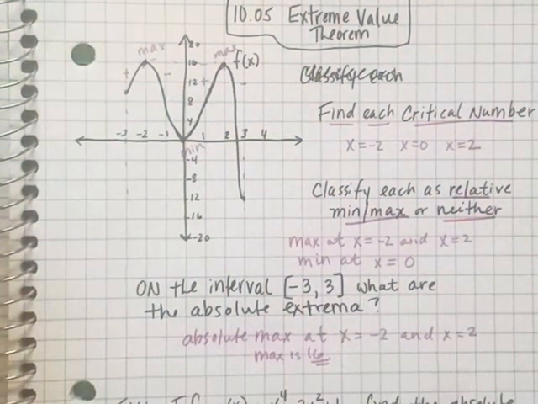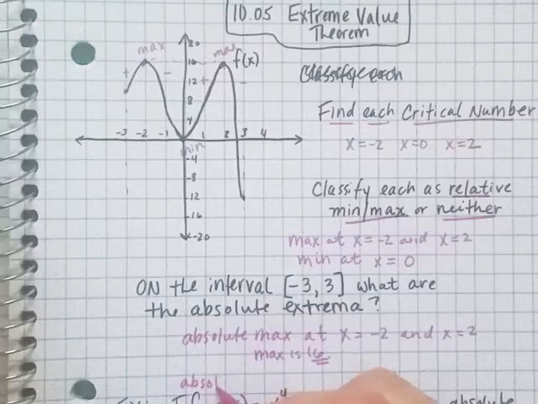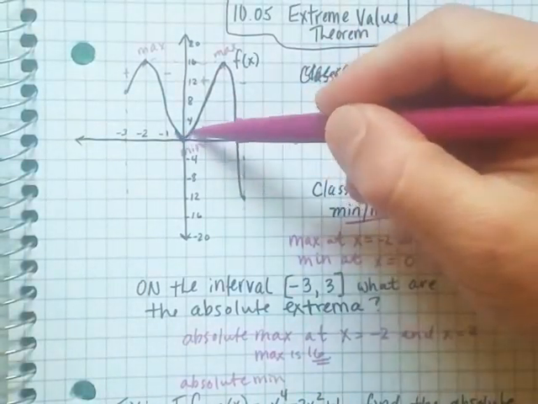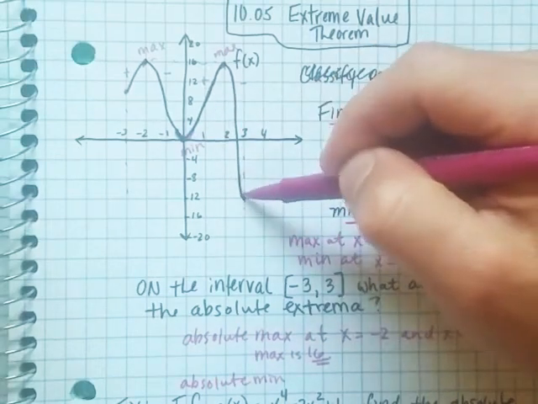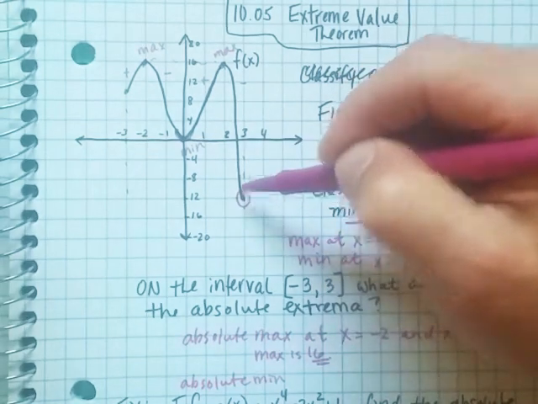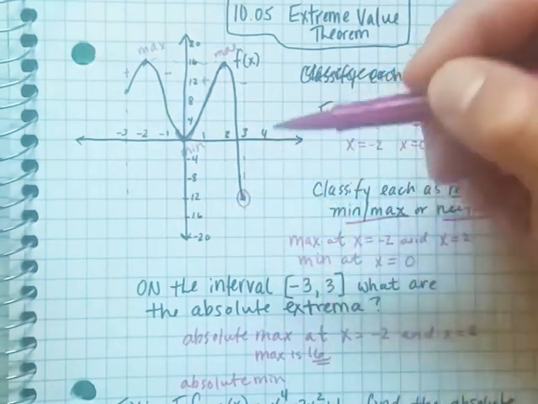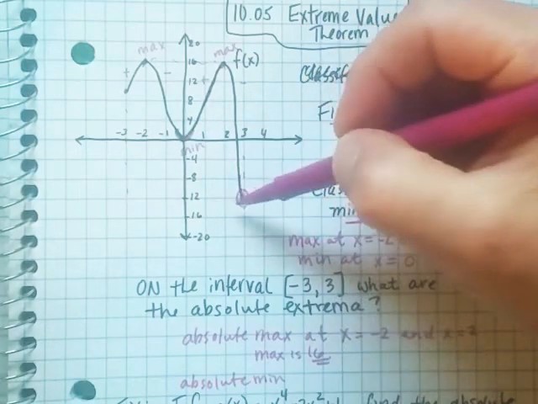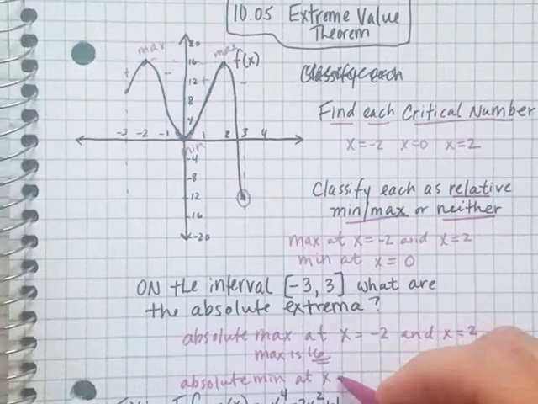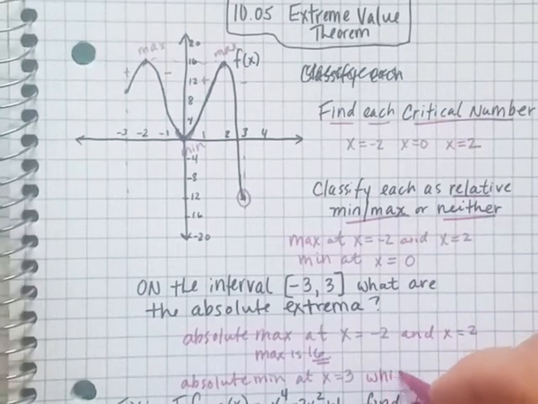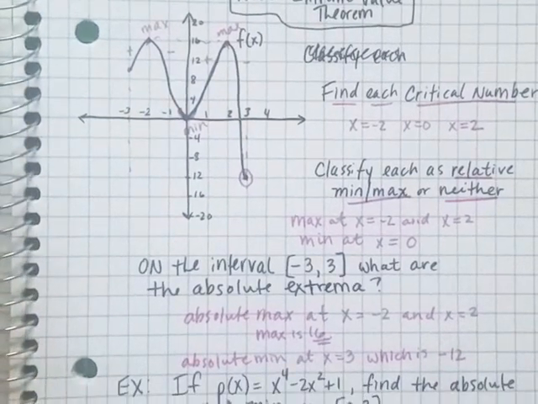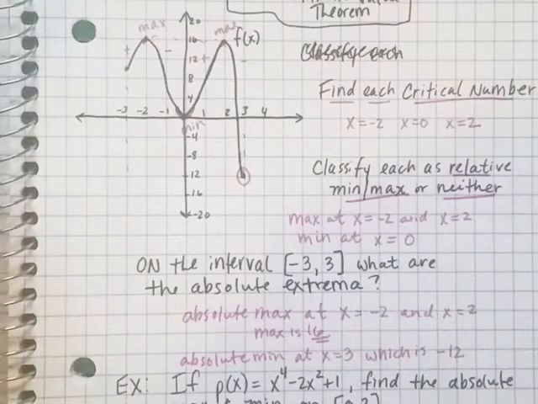Now when we look at the absolute min, we have two minimums here. We have a minimum here, which we would find from our critical point, but we also see that this endpoint here extends down, and that's what we're going to be talking about today. So we have to check our endpoints, and that definitely goes past that minimum value of 0. We go all the way down to -12 here, so we have an absolute min at x equals 3, which is -12. So we're just looking at the endpoints as an extra point here.